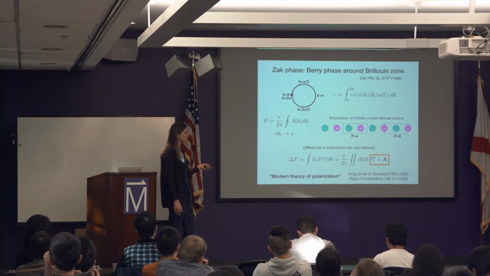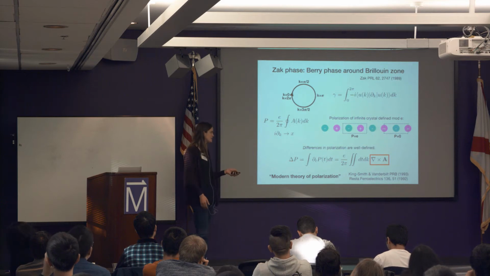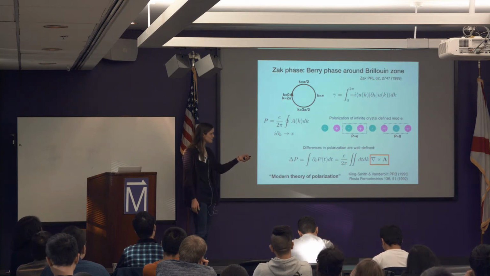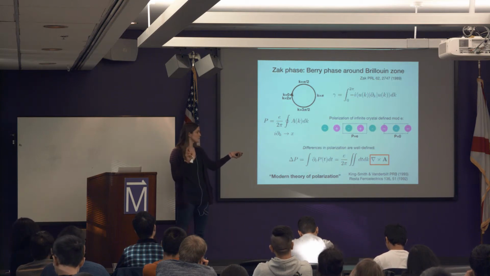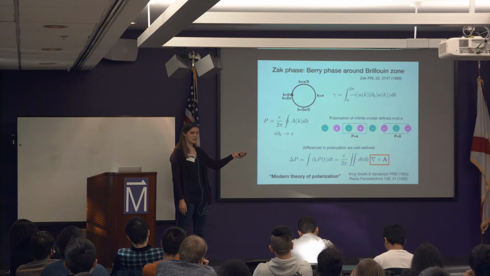Well, in an infinite crystal, the polarization is actually also only defined mod e. So we can see this if we consider some infinite, this is meant to be a 1D crystal of alternating plus and minus charges. We can ask, well, what's the polarization of this crystal? Well, if we choose the unit cell to include these two charges, then we get a polarization of e.